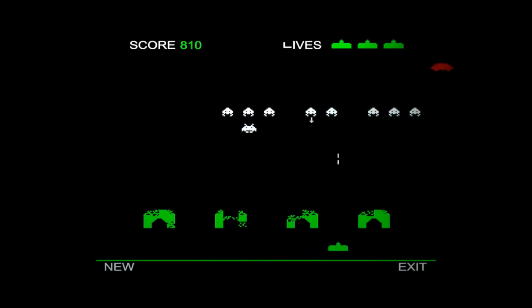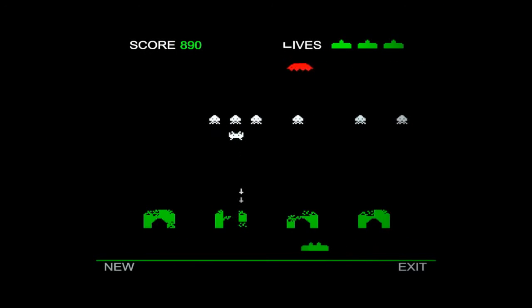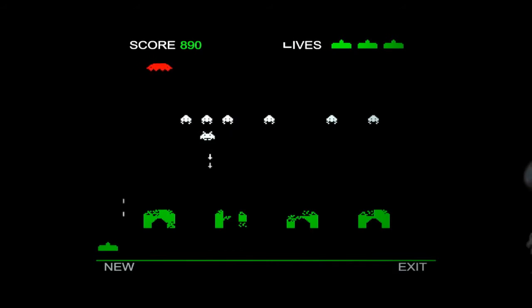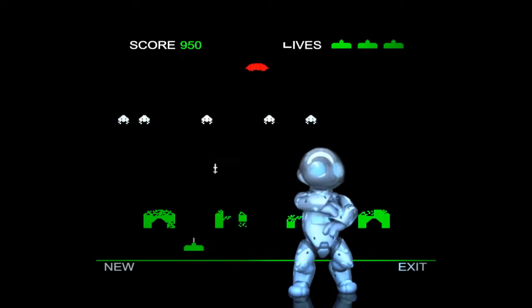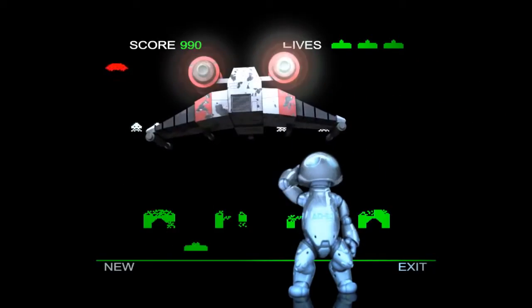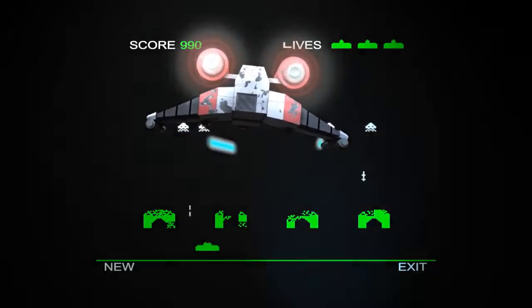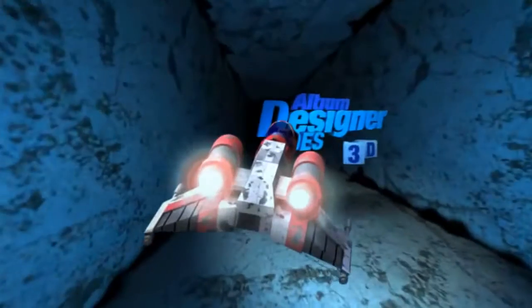Once upon a time, we were happy playing in a two-dimensional universe. But not anymore. Real-time 3D graphics have revolutionised the way we interact with computers, and Altium is bringing this revolution to your PCB design desktop.